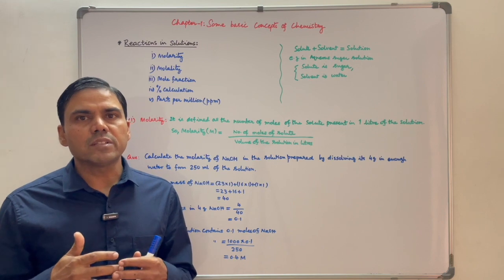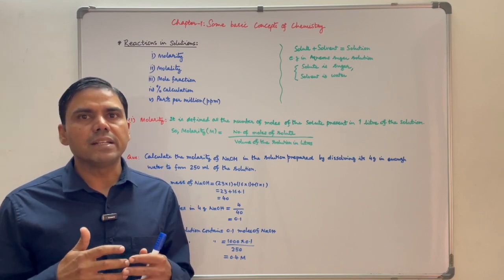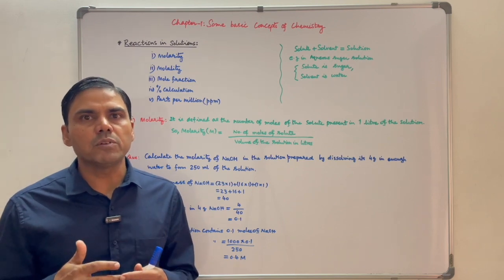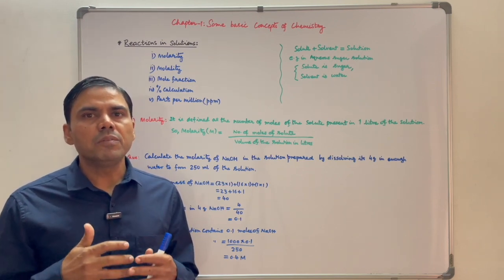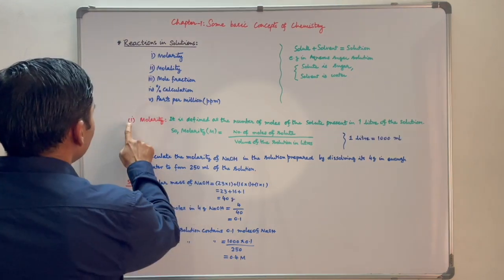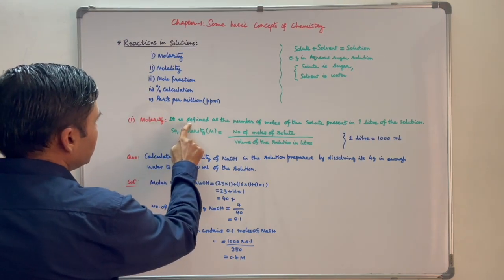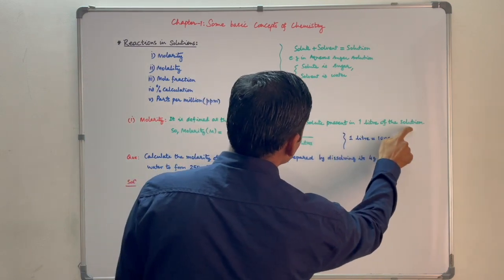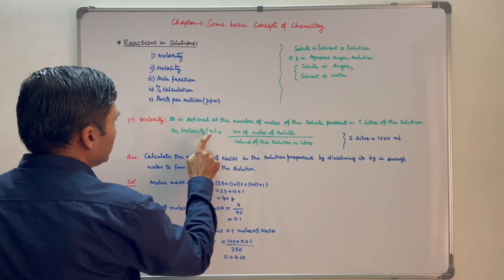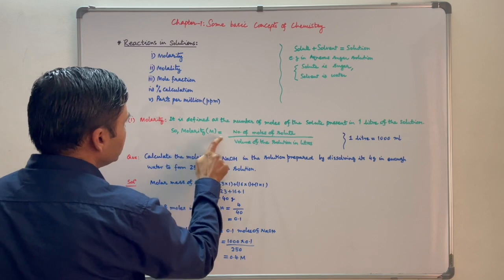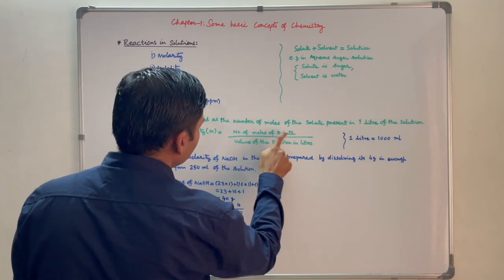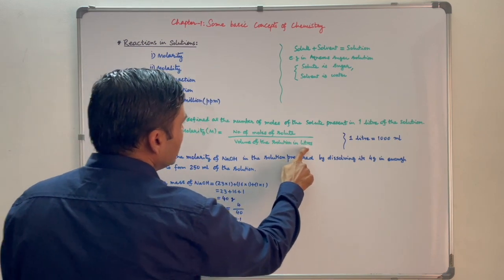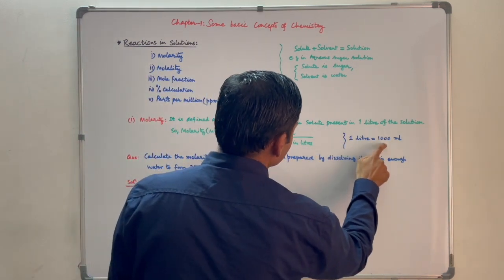Concentration of solutions are expressed in 5 different ways and they are molarity, molality, mole fraction, percentage calculation and ppm. We will see them one by one. First one is molarity. It is defined as the number of moles of the solute present in 1 liter of the solution. It is represented by capital M. So molarity is equal to number of moles of solute upon volume of the solution in liters. Here 1 liter is equal to 1000 ml.